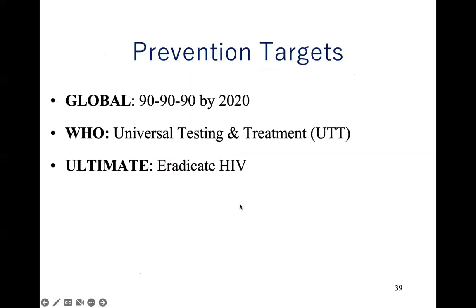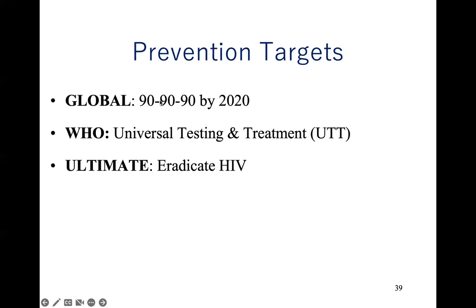Then in addition to treatments, we do have other policies that are being implemented to try and control the pandemic. Currently, we have what we call the 90-90-90 targets, where the aim is to have 90% of all HIV infections recognized and diagnosed, 90% of those people put on ARVs, having ARVs available to them, and 90% of those receiving ARVs having viral suppression.